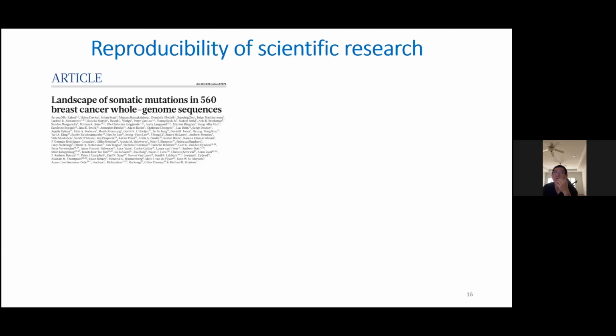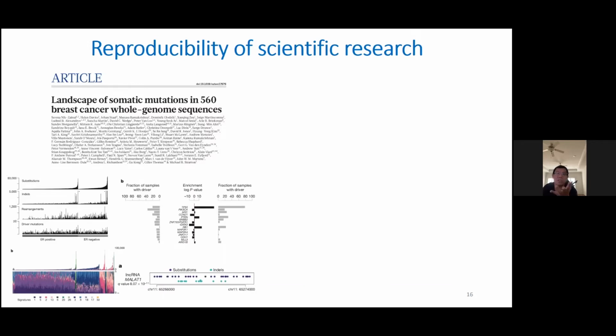The other big thing we can think about is reproducibility. For example, here is a paper published in Nature, I think about 1.5 years ago. This paper presents a classical cancer genomic analysis. The paper actually sequenced more than 500 breast cancer whole genomes. Here are some results directly from the paper. They provide basic statistics on mutations and indels, identify driver mutations, and calculate driver genes. They also deconvolute the mutation spectrum to infer the mutation signature. They even do some long non-coding RNA.